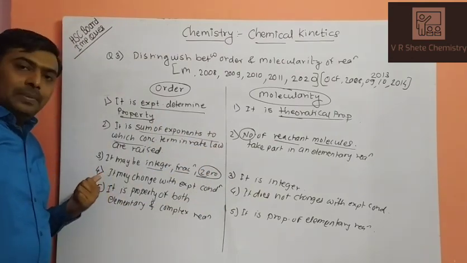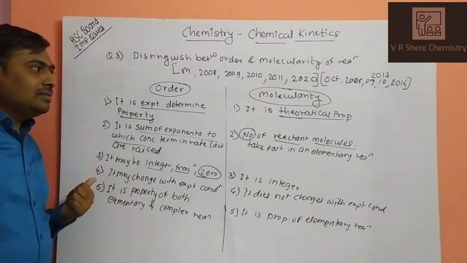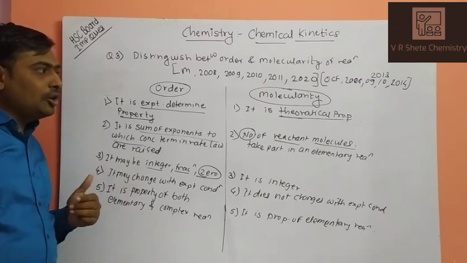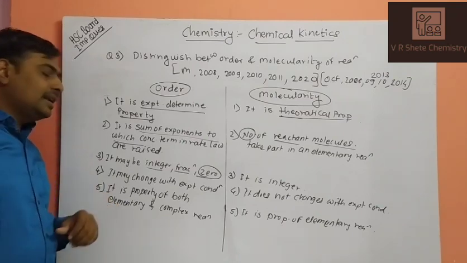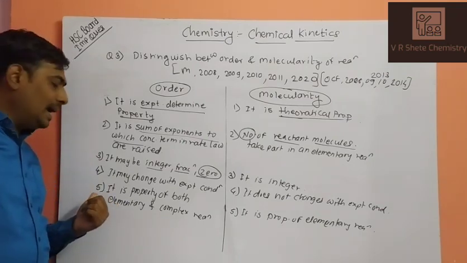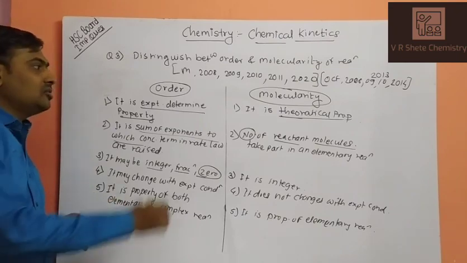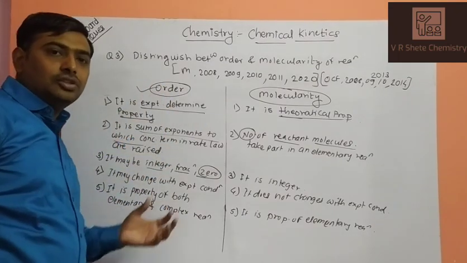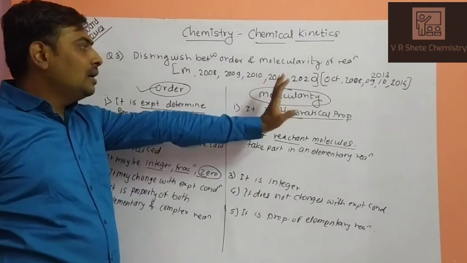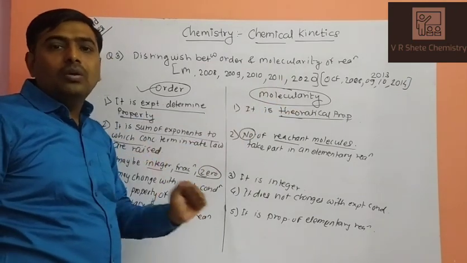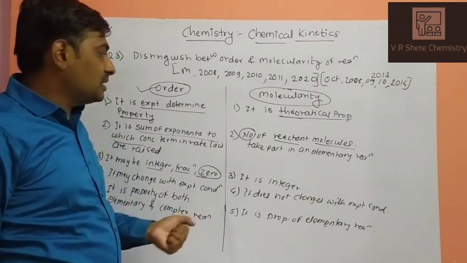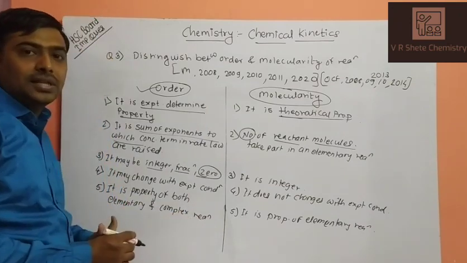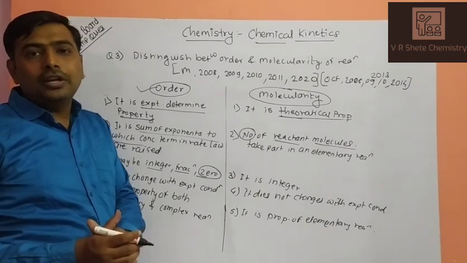Order may change with experimental conditions, while molecularity is a theoretical concept, so it does not change with experimental conditions. Order is determined for both complex and elementary reactions, but molecularity we can determine only for an elementary reaction. For a complex reaction we cannot determine the molecularity. So these are your distinguishing points for order and molecularity of a reaction.